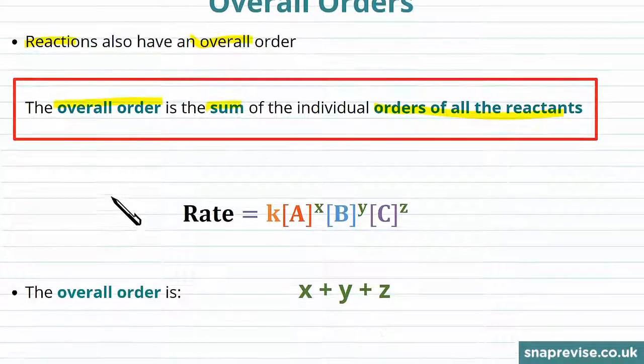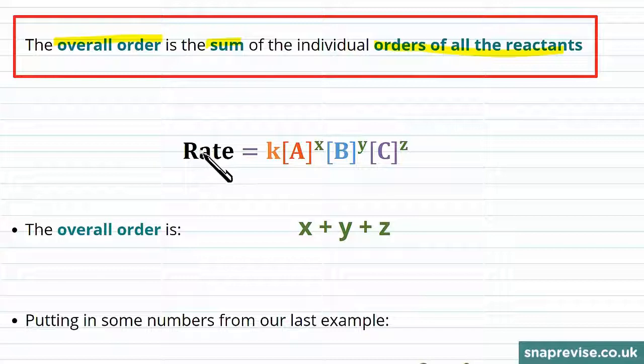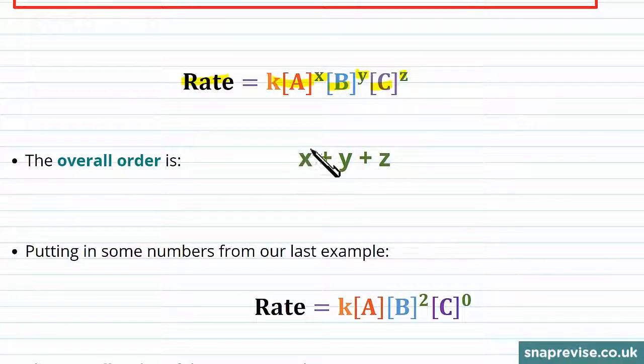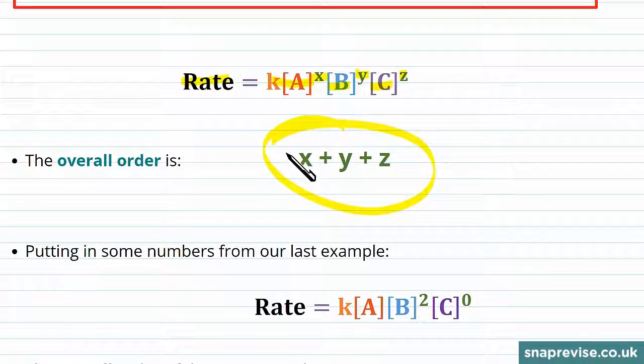of the reactants. So if we consider a rate equation given here in the form we're used to, where we have the concentrations of each of the reactants raised to their respective orders, then the overall order is just given to us by summing all of these together. So if we have order x, y, and z, the overall order is x plus y plus z.